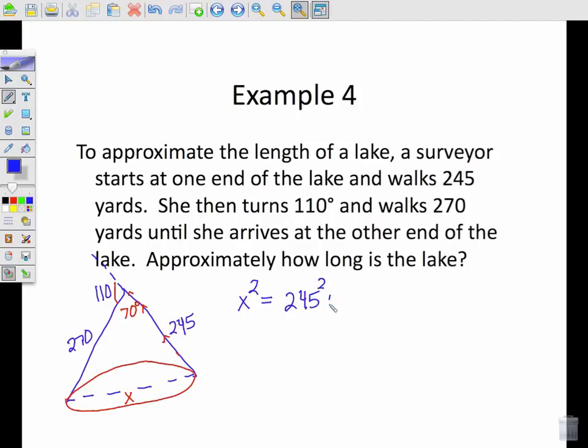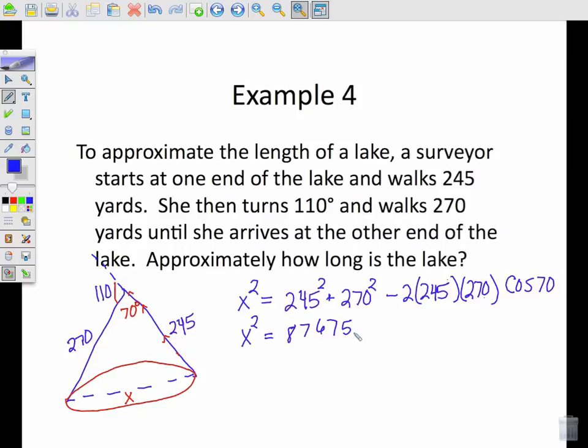245 squared plus 270 squared minus 2 times 245, 270, cosine of the included angle of 70. So calculating this, again, degree mode, x squared would equal 87,675.74. If you take the square root of that, 296.1 yards. That's how far across the lake would be.